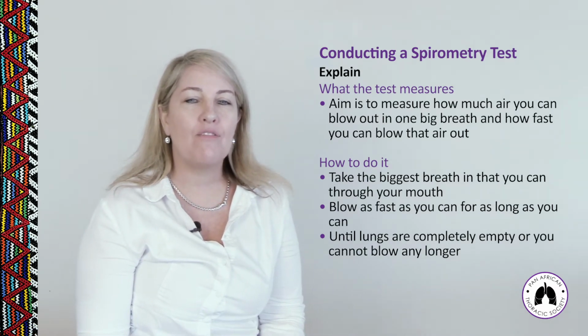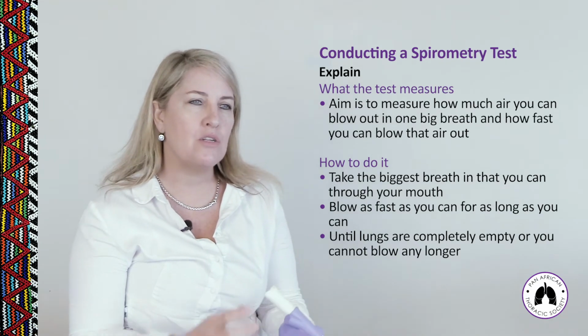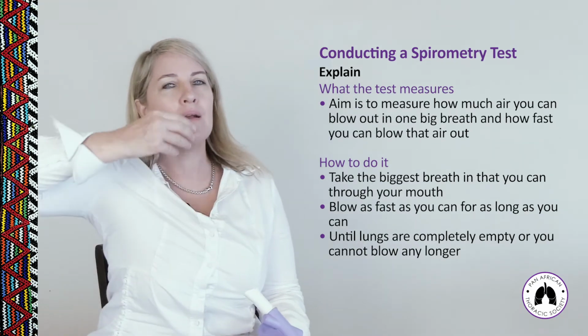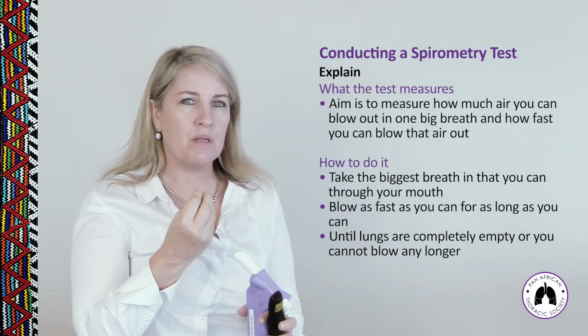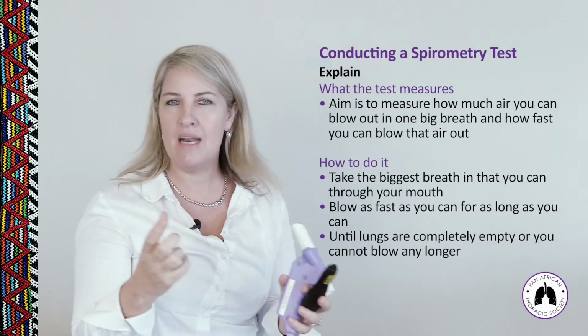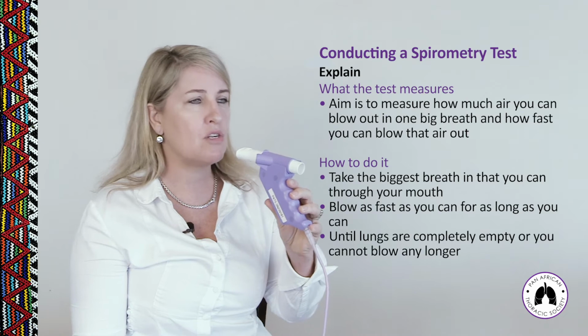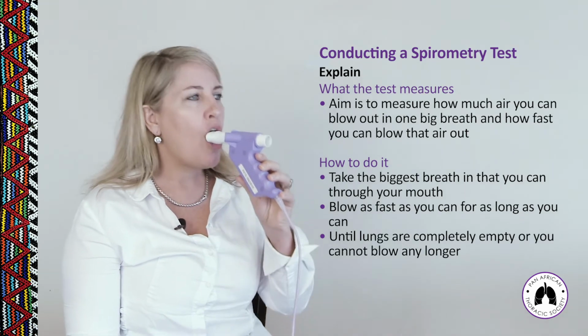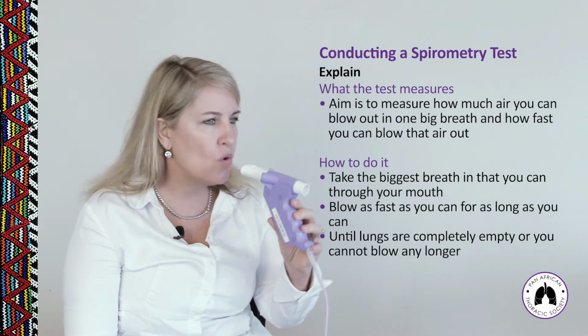So you have to remember to explain that it's one big breath that you want from them. And that to do it, they've got to take their biggest possible breath in. So what you want to ensure that they do is that they breathe into total lung capacity before they start to blow. If they blow in a suboptimal breath, you're going to have an incorrect spirometry result. So look at the difference. This is not breathing into total lung capacity. Okay, but this is breathing into total lung capacity.